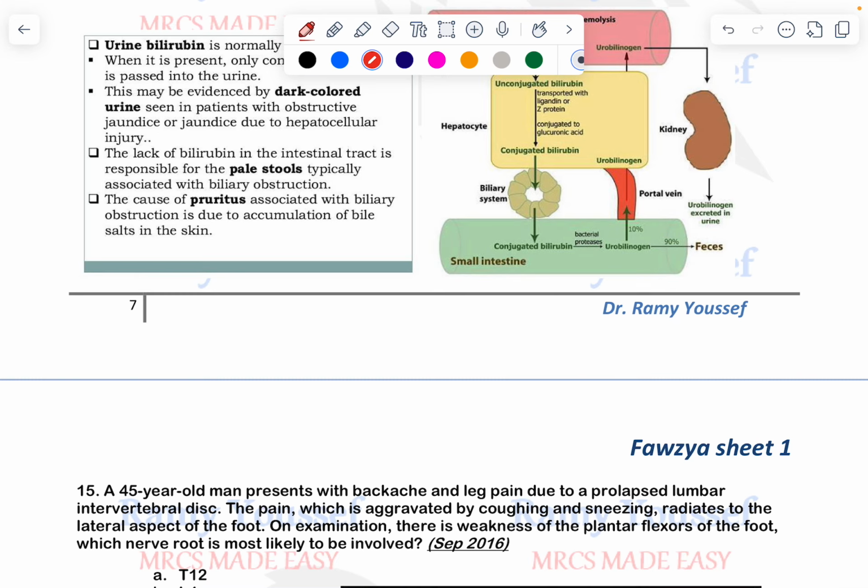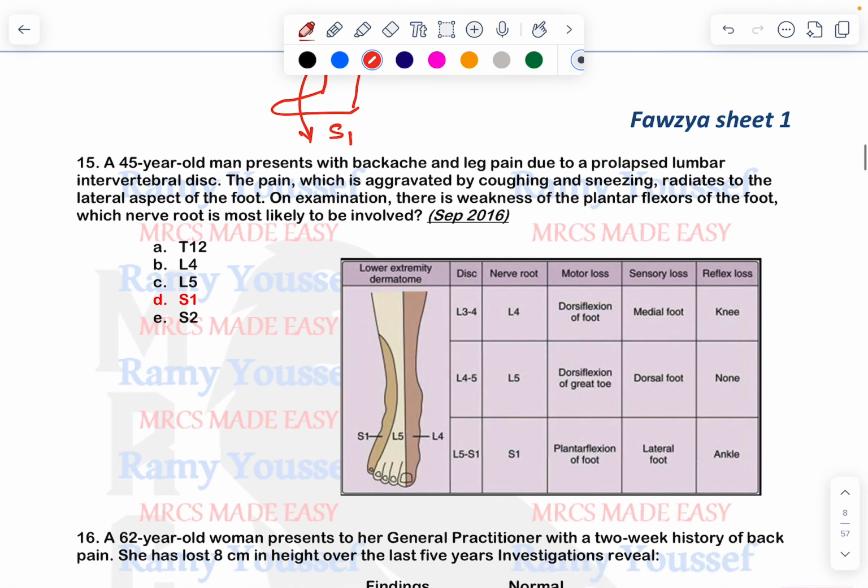A 45-year-old man presents with backache and leg pain due to a prolapsed lumbar disc, pain aggravated by coughing and sneezing, radiating to the lateral aspect of the foot, with weakness of plantar flexors of the foot. Which is the nerve root? Plantar flexion is S1, when you stand on your toes. Dorsiflexion of the great toe is L5. Dorsiflexion of the foot is L4, L5. So L4 is the foot.